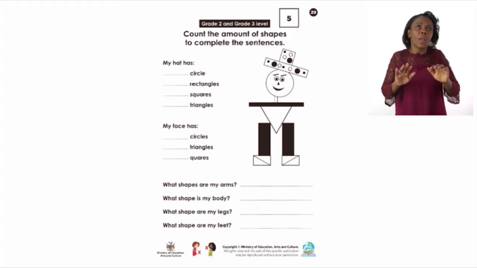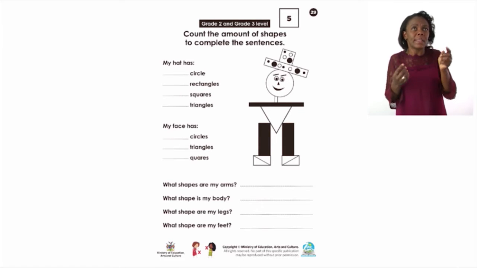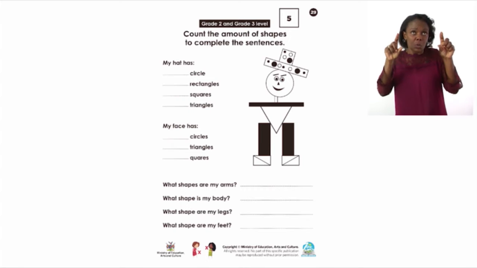How many squares? You remember the square? How does it look? Please count them and put them. And the triangles as well. On my face, how many circles, how many triangles, and how many squares are there?